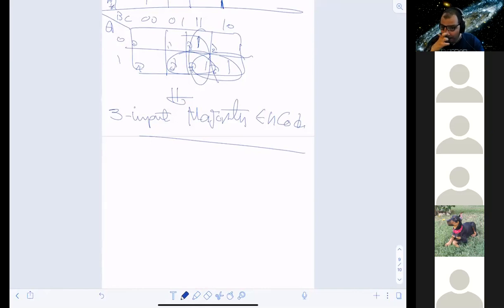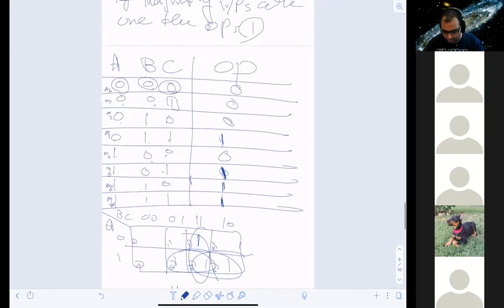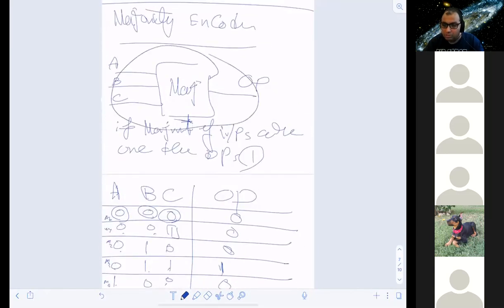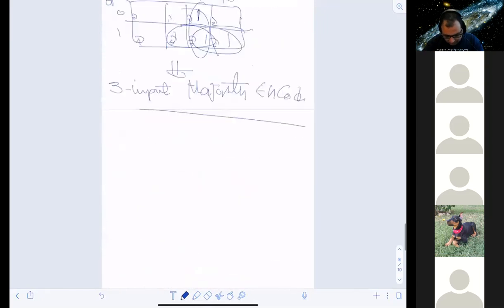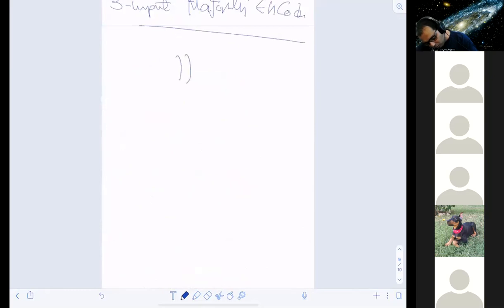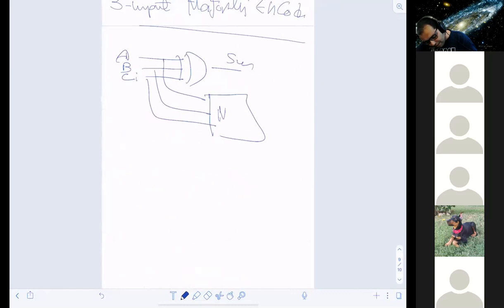And what would the majority encoder imply? This guy. So you can just pretty much say that here is my XOR, A, B, C, sum, and then I take those 3 guys and put them in the majority encoder, and I get the carry out. That makes sense? That makes sense.